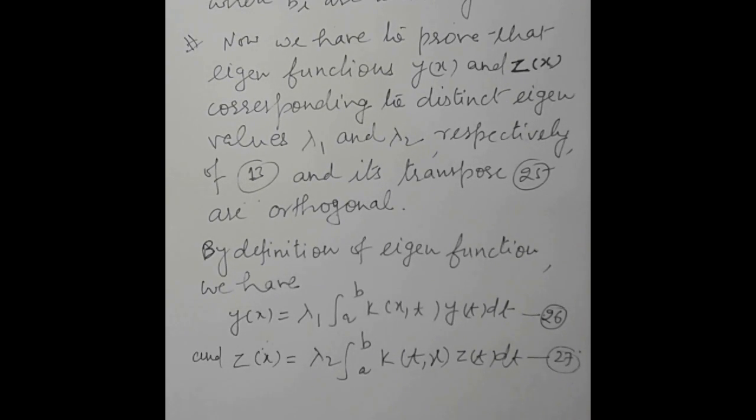Multiplying both sides of equation 26 by λ2 z(x) and then integrating with respect to x from a to b, we get λ2 times the integral from a to b of y(x) z(x) dx equal to λ1 λ2 times the integral from a to b of z(x), the integral from a to b of K(x,t) y(t) dt, dx.